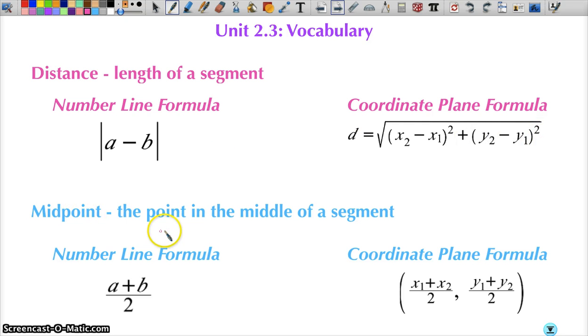From there we go into midpoint, and the midpoint is just the point in the middle of a segment, which should make perfect sense because it's midpoint, middle point, right? On a number line, all we're doing is averaging together our 2 numbers. So you just add and divide by 2. On the coordinate plane, it's exactly the same, except we have to do it for x's and for y's. So we add our x's and divide by 2, and then add our y's and divide by 2.